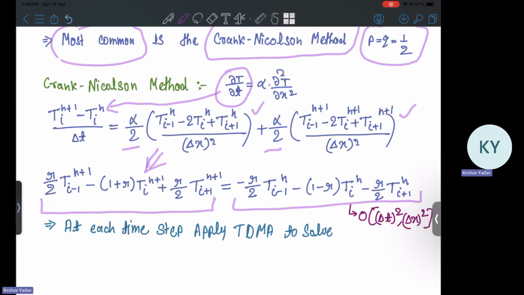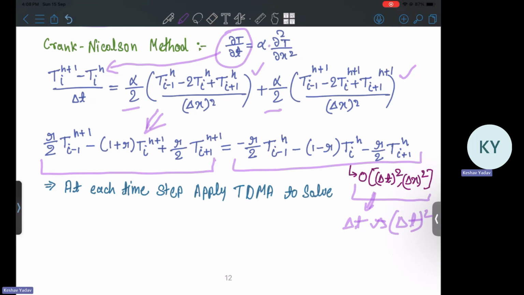using the Taylor series, you will see that the order will not come as delta t. It will come as delta t square. Okay, so this will be second order accurate in time and second order accurate in space also. So this is also a tridiagonal system.